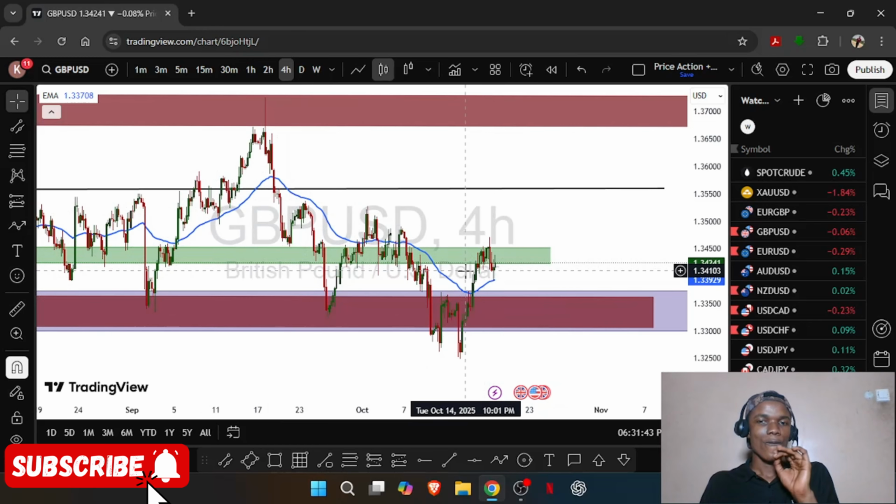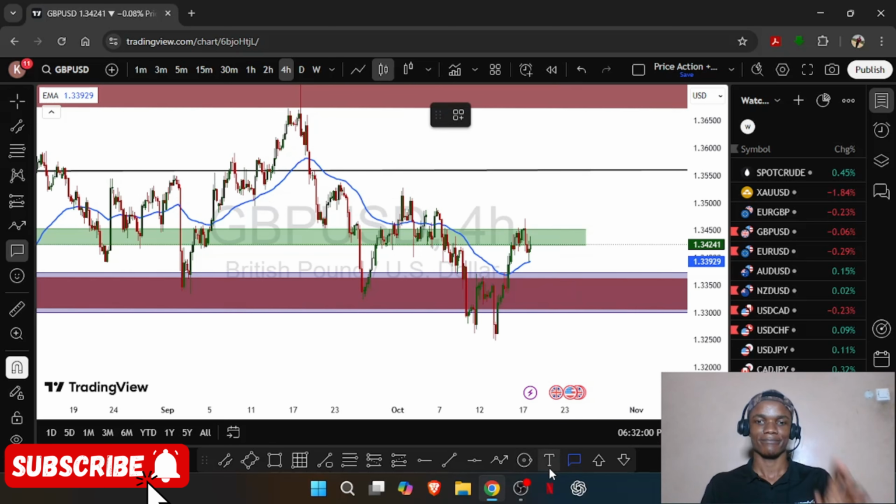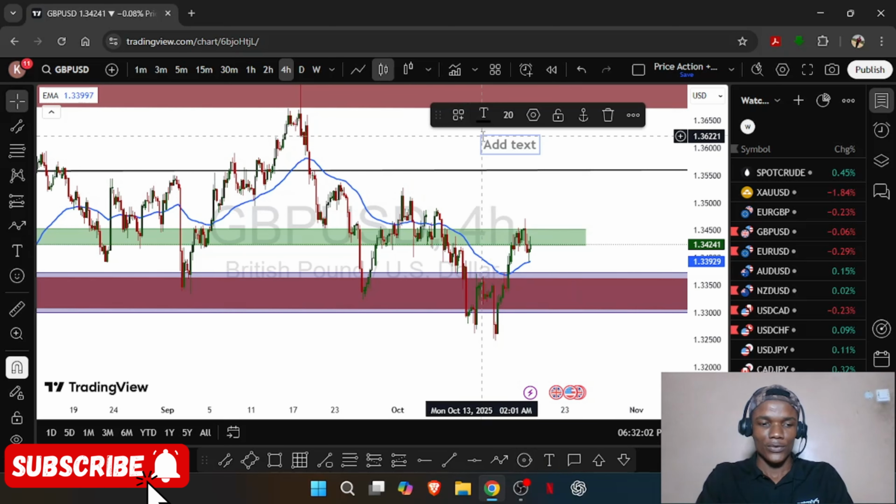Now the second part of my trading is that whenever I am taking a trade, it has to be from an area of interest, AOI, or POI, point of interest. Let me write it down for you guys so you can jot it down. AOI or POI, area of interest or point of interest.